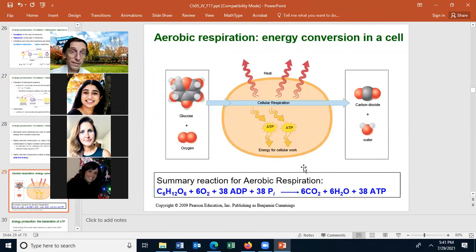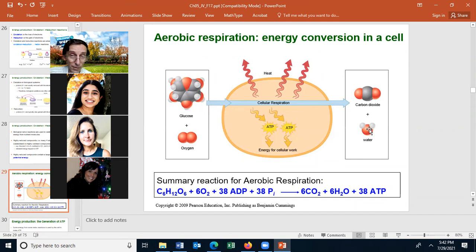So if not, let's discuss aerobic respiration. This is where energy conversion in a cell occurs, where a molecule will be catabolized to produce ATP. When we're working with glucose, which is the primary molecule used in aerobic respiration, it will combine with oxygen in aerobic respiration, which is also called cellular respiration, to generate ATP, and the glucose and the oxygen will be changed into carbon dioxide and water. Any question about any of that?